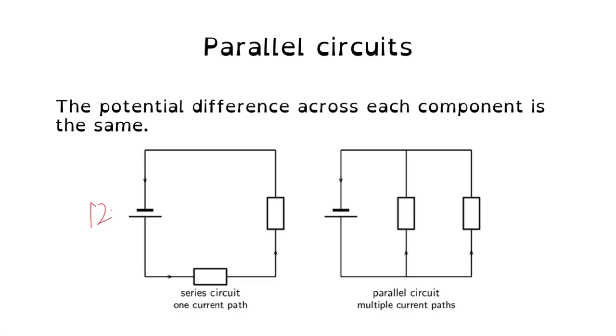If we remind ourselves of a series circuit, let's say it starts at 12 volts, assuming these resistors are both the same, this one would have 6 and that one would have 6. In a parallel circuit, if we have 12 volts here, each loop has 12 volts because each one is directly connected to the power source. So we can see the blue line is connected to the power supply and the green line is also connected directly to the power supply.